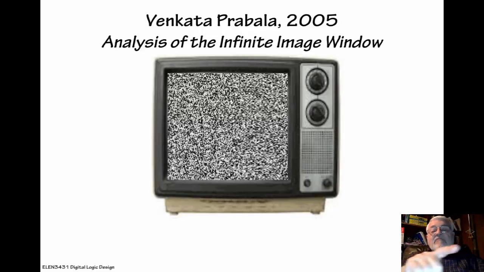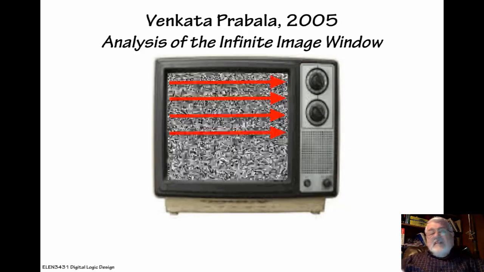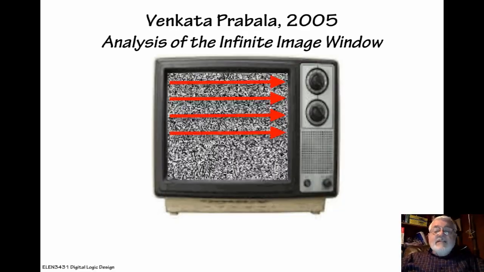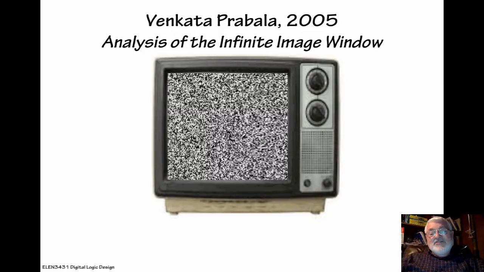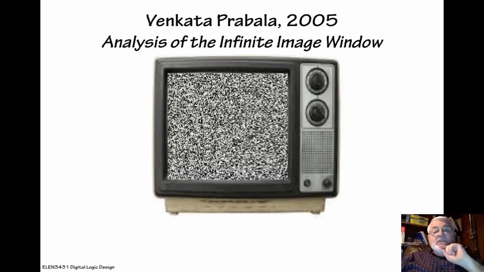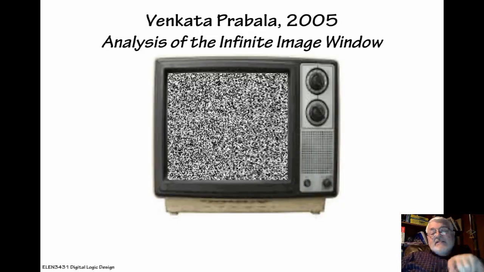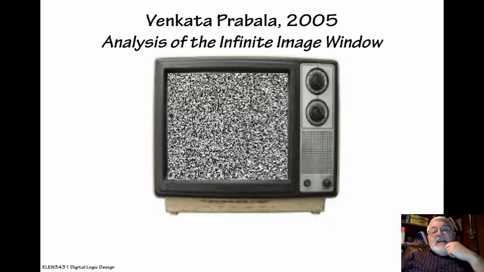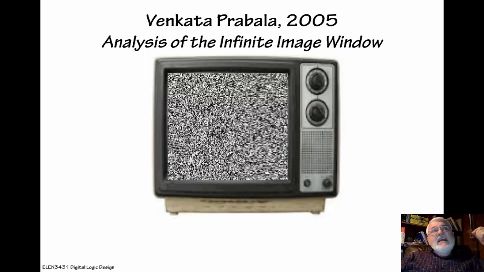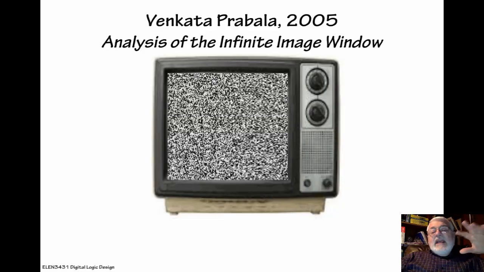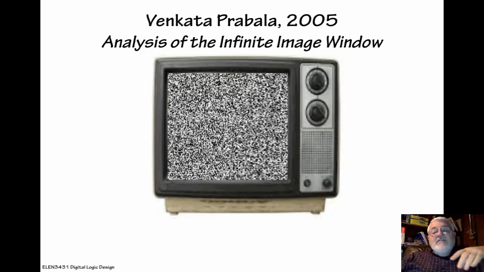So now if you consider that raster, that line of little black and white squares along the top, and then the next line and the next line, that's that signal. And that signal is those different gray values. And now in this case, it's fairly correlated in time, so it doesn't change a lot. But this is what I have called the infinite image window. And in 2005, I had a grad student, and he graduated, obviously 10 years ago. His name was Venkata Prabhala, and for his thesis, I had him analyze the notion of the infinite image window.